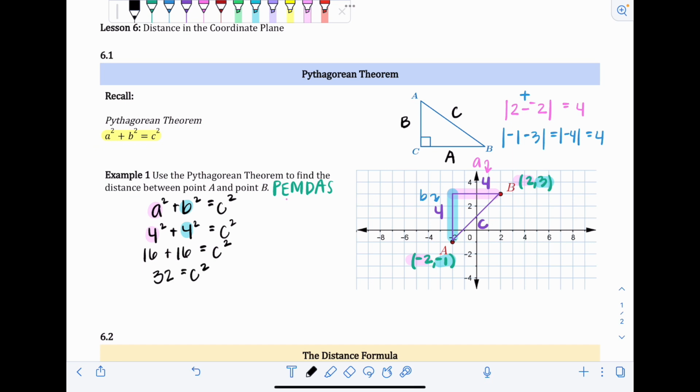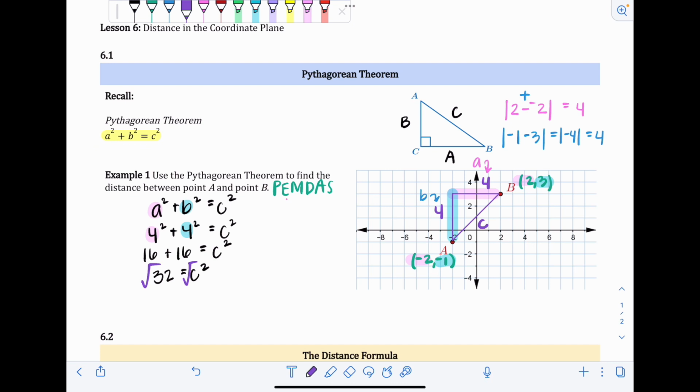And then we want to get just c, because the hypotenuse is not c squared, it's just c. c squared is the thing that's in the formula. So now if I want to get just c, I would have to square root both sides. And then we're just going to leave it in simplified radical form.